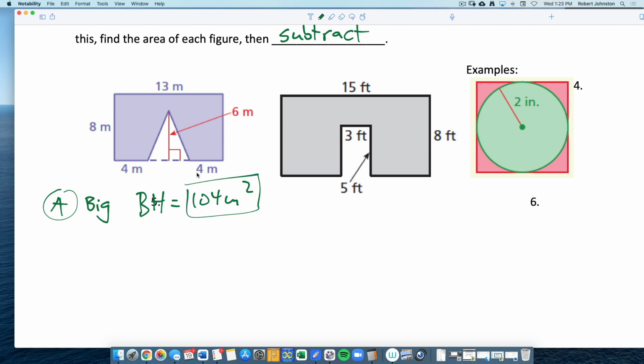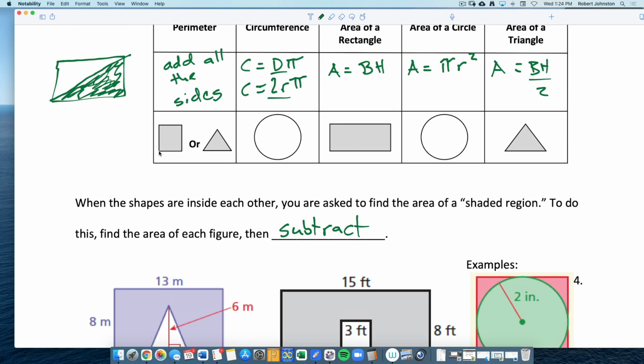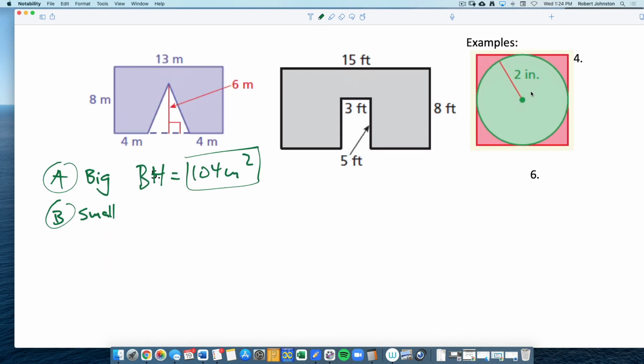The next thing you're going to do is go, okay, I want to take away this white section. I don't want the white section. I just want to know the area of the shaded part. So we're going to find the area of the small one. Now this particular thing is a triangle. So I'll go up and remind myself you can find the triangle by doing the base times the height and dividing it by 2. So base times height divided by 2.